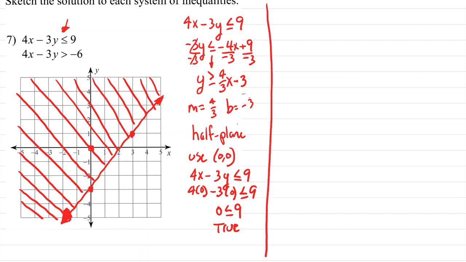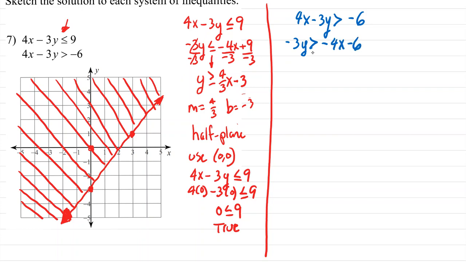For the second equation, we are going to start with the original equation, 4x minus 3y is greater than negative 6. We want to get this 3y by itself, so let's move this 4x over as its opposite, and now we get negative 3y is greater than negative 4x minus 6.